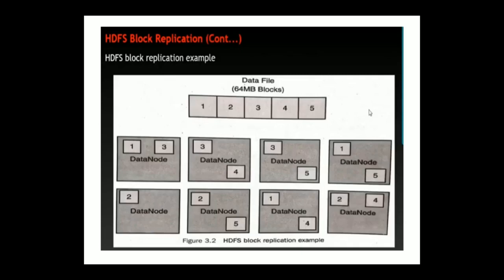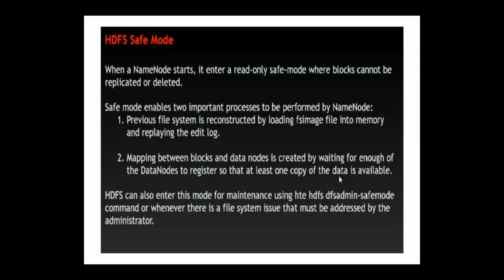Then in the fifth data node, we have stored only one, that is the second data file, and in the sixth, 2 and 5. The next one is 1 and 4, and the last one is 2 and 4. Now, you can see that certain data is replicated in every block. I had only 5 data files, and as I have 8 data nodes, the data files have been replicated. So what happens here?